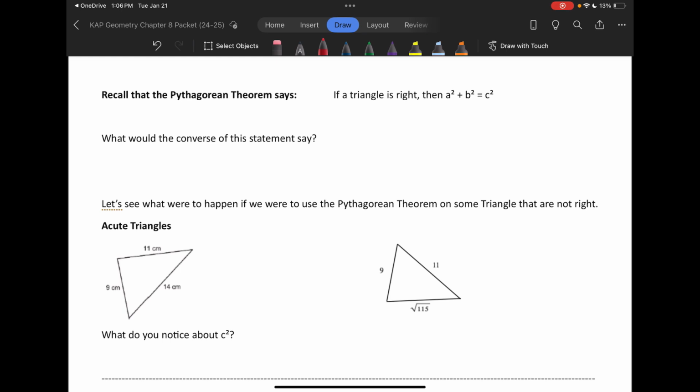But let's go ahead and start off by recalling what the Pythagorean theorem says. The Pythagorean theorem says that if a triangle is right, then a squared plus b squared is equal to c squared. So what I want you guys to consider is, what would the converse of this statement say?